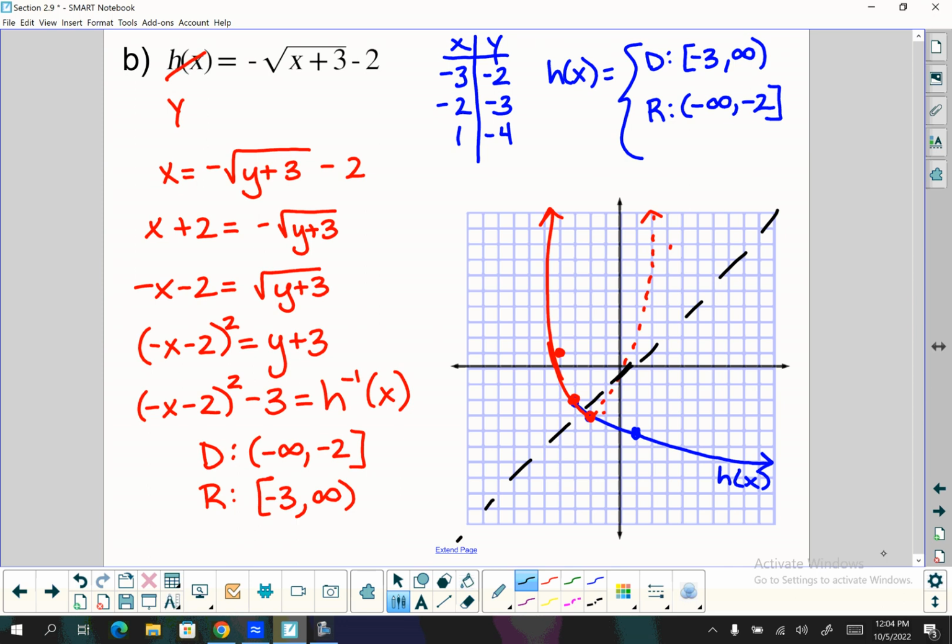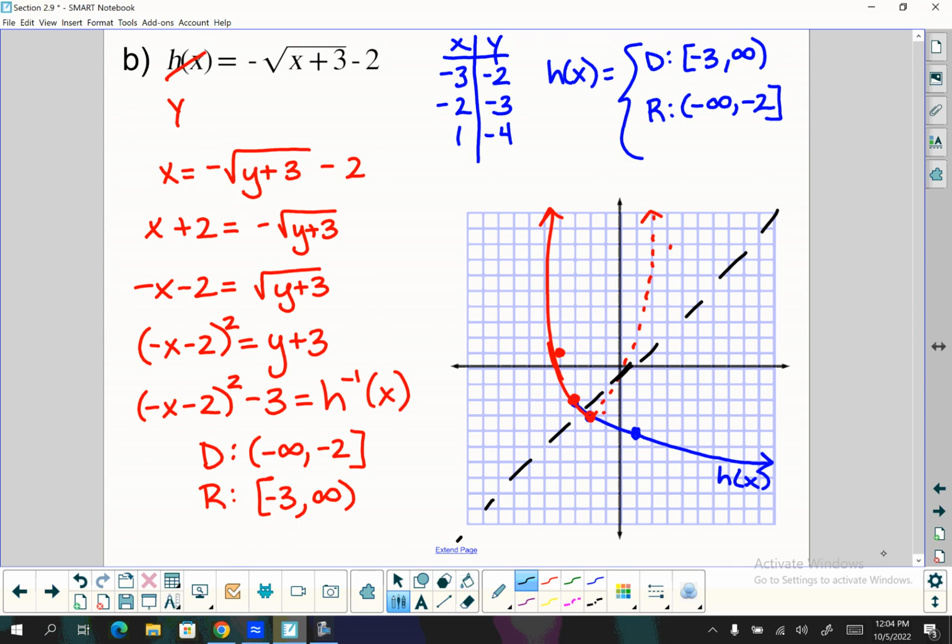And then the blue graph starts at this point. It's kind of hard to see on there, and goes down forever, okay? And then just from that graph, you can name the domain and range. -3 to infinity is the domain, okay? -3 with a bracket all the way to infinity, and the range is -infinity all the way up to -2. So all of that I'm just getting from a table, plotting points, naming the domain and range.